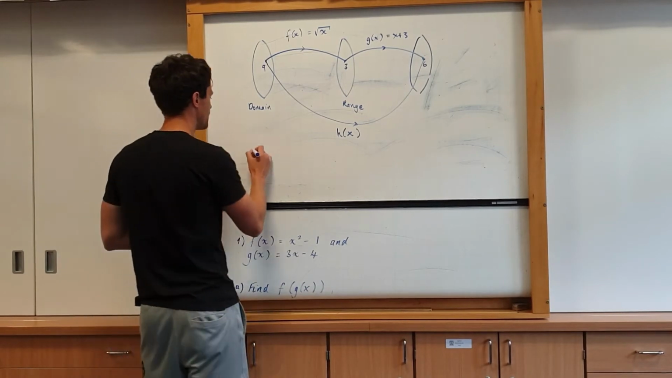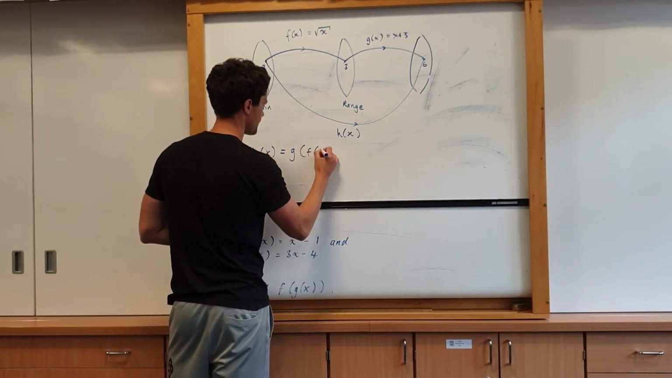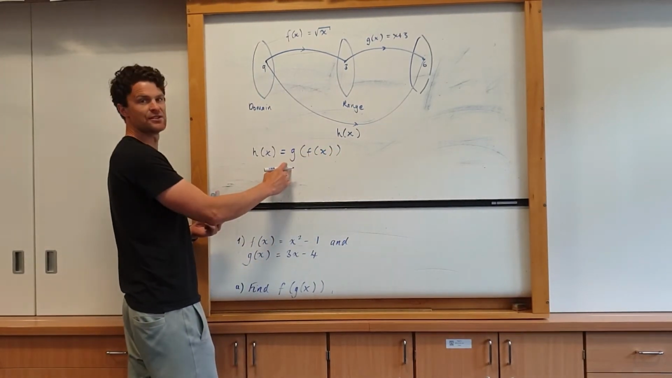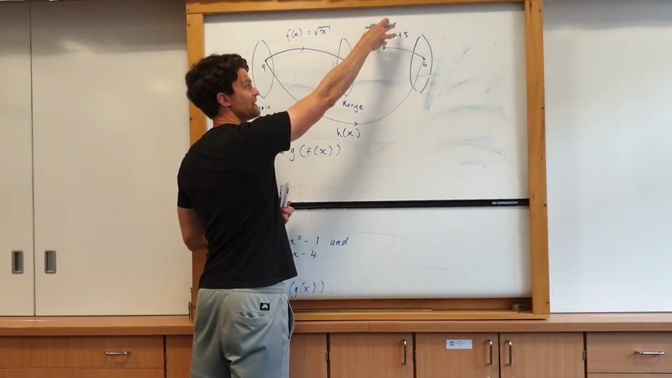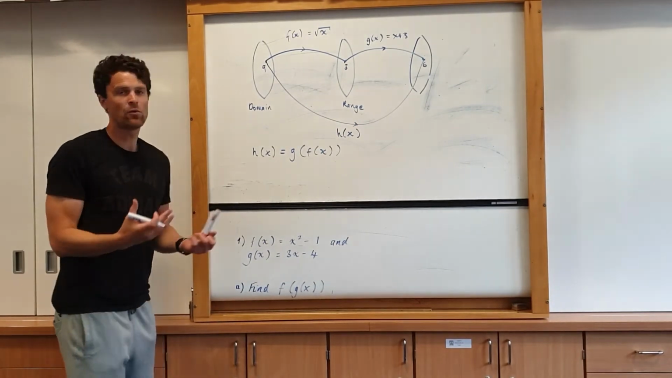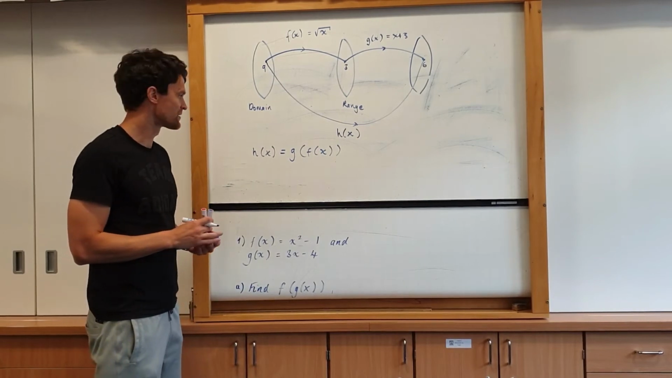H of x would equal g of f of x. Substituting f into g. That's what's happening here. Taking this function here and putting it into this function and getting my answer. And now what we can actually do is generate an expression for the function h of x.